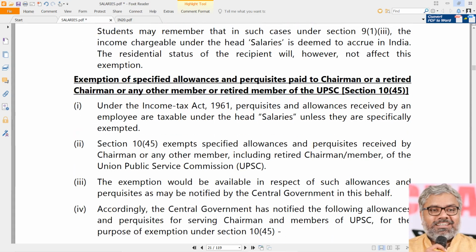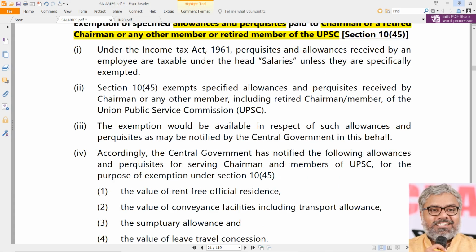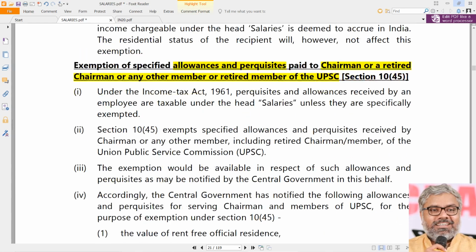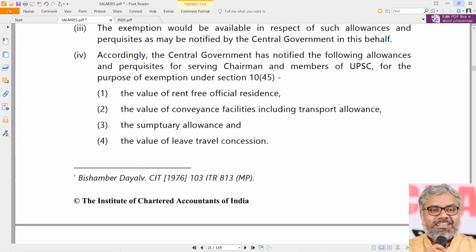In the same way, certain things are exempted for allowances and perquisites paid to the chairman or retired chairman, or member or retired member of the UPSC, Union Public Service Commission. Not only the existing chairman or member, even the retired chairman and retired member. For them, certain allowances and perquisites are exempt. Once again, we are not going to have a UPSC chairman or member as our SSE in the examination questions, so don't worry about it. But just remember generally that if any allowances or perquisites are given to them, any house, car given to them, all of them are exempt.